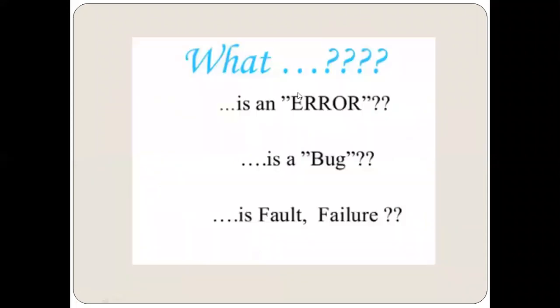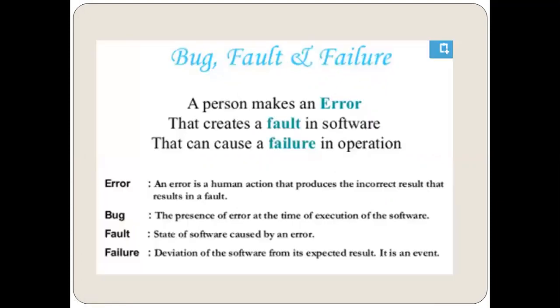Now, the next question arises: what is an error? What is a bug? What is a fault? And what is a failure? We have all encountered these words and are very familiar with them, but what is the difference? Sometimes we replace these terminologies, as error is replaced by bug, bug is replaced by fault. But they are actually different. How are they different? Let's see. It is important to understand.